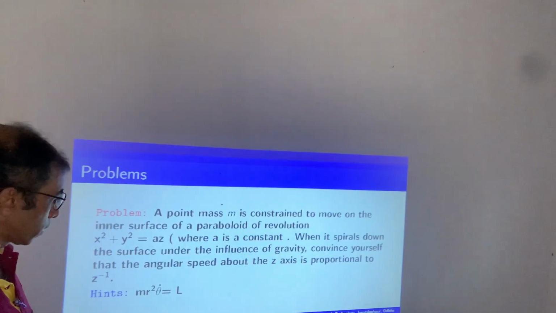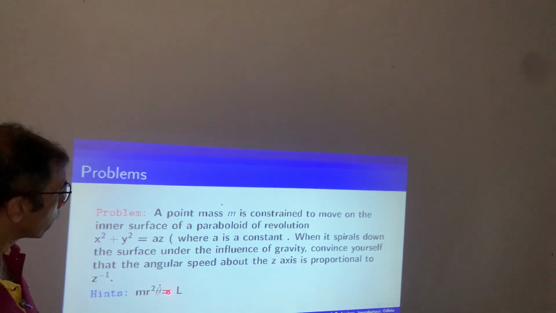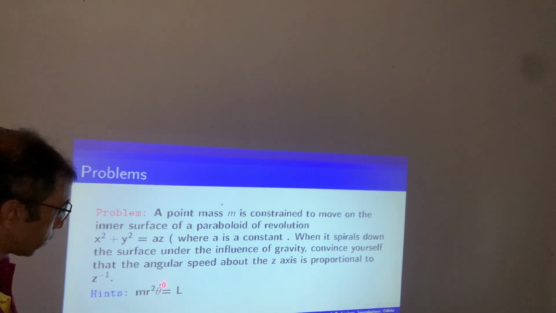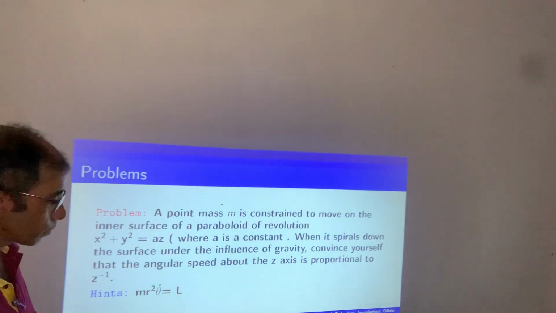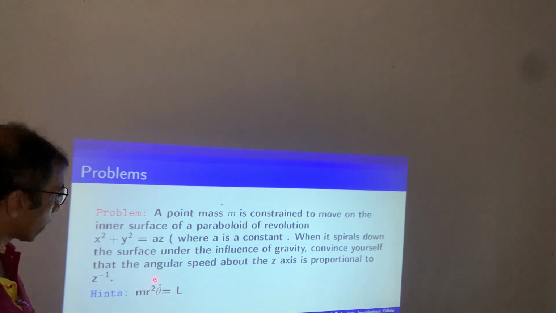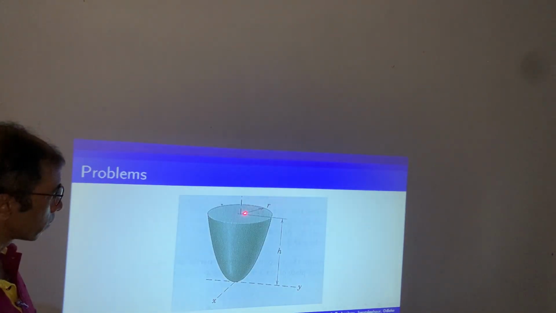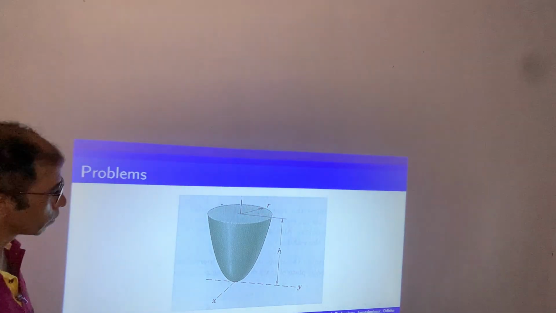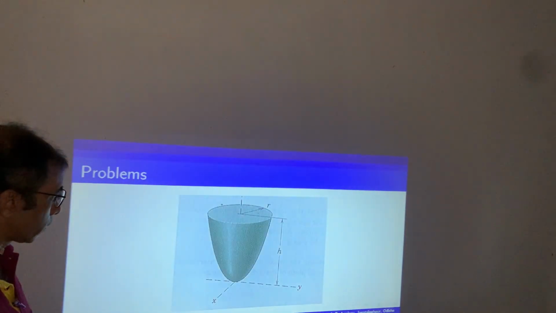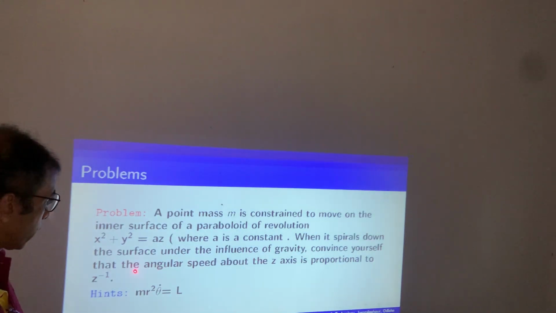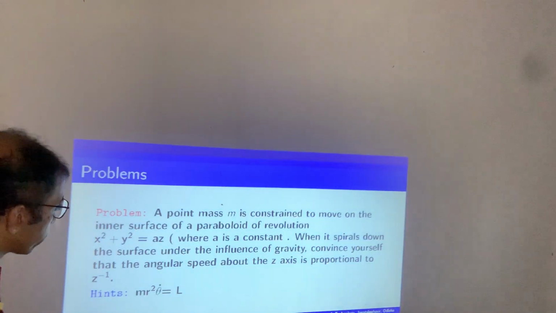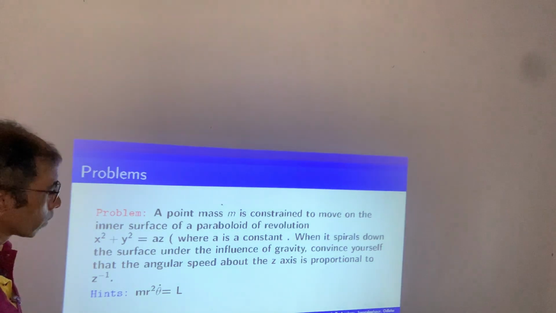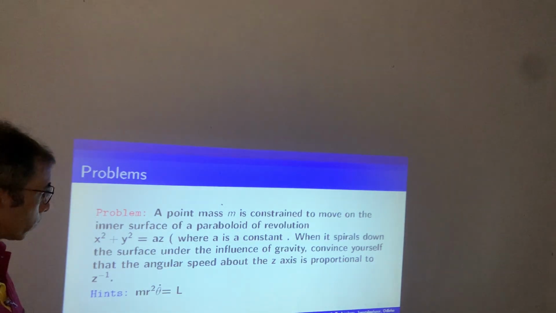So m r squared theta dot is a constant. Theta dot is the angular velocity. And what is r squared? r squared is this distance. Now convince yourself that the angular speed about the z-axis is proportional to z inverse. Now go to the next problem.